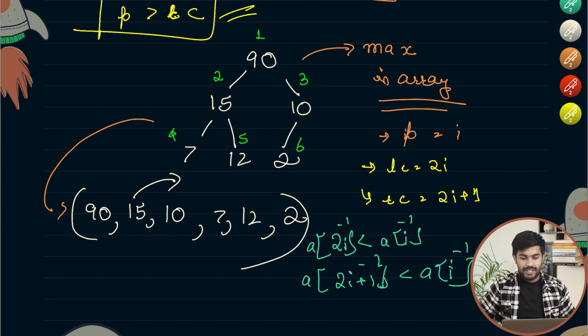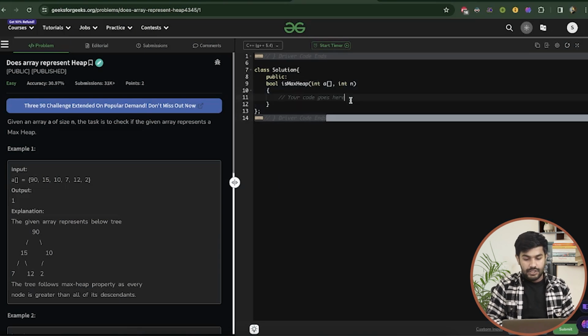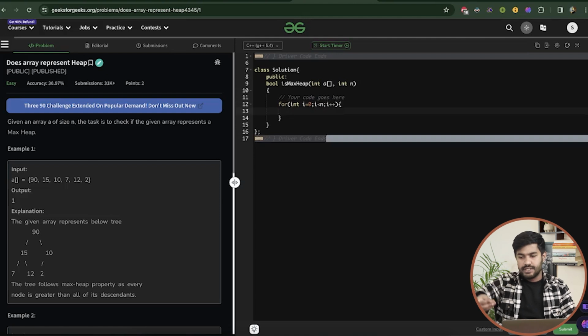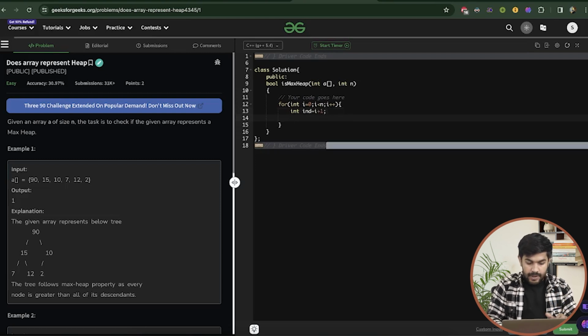Now let us implement this. We are given an array A, and we iterate over it: for int i equals 0, i less than n, i plus plus. Let's check for all the nodes whether their children obey the property. So int ind equals i plus 1, the one-based index. Now if the value of the left child, A of ind multiplied by 2, is less than A of i, it is fine; it should be less. The opposite, if it is greater, is the violating condition.